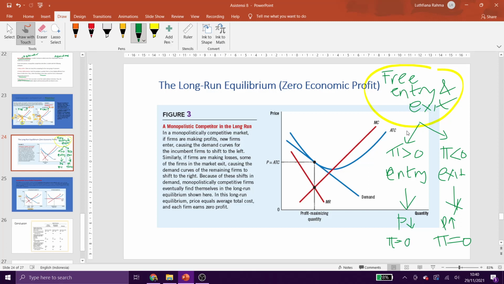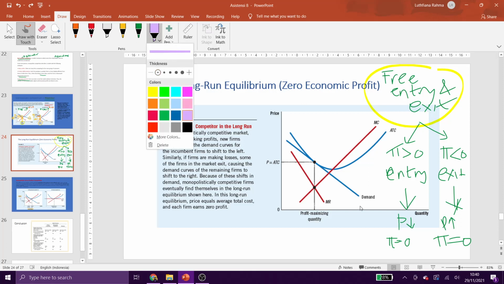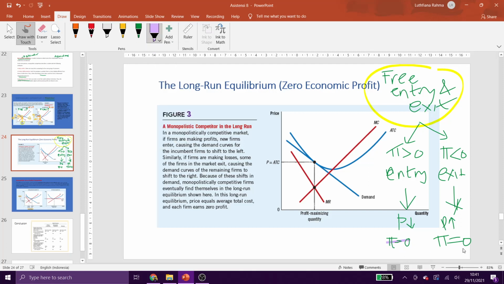So basically in the long run, because of these characteristics of free entry and free exit, the firms in the end will experience zero economic profit. They will always experience zero economic profit. Okay, so that is my explanation about the monopoly and also the monopolistically competitive firms.